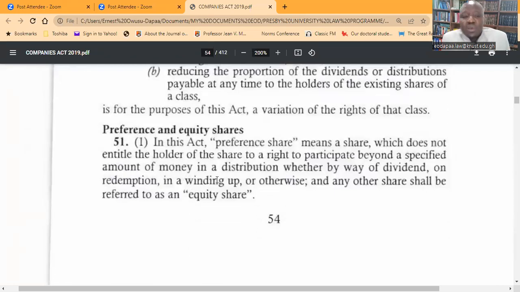Okay, any question before we move on to look at the two main types of shares? Any question? Yes, sir. Yes. Hello, sir. Yes, please. My question is on the treasury.